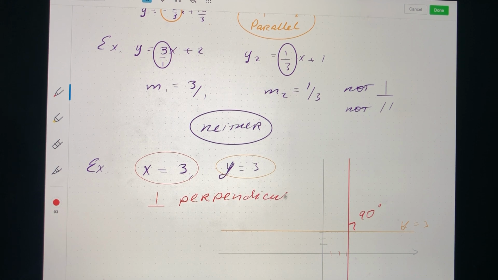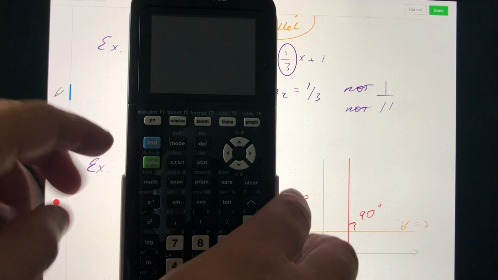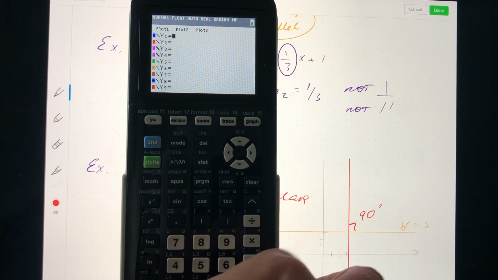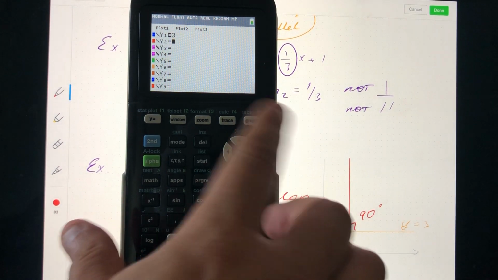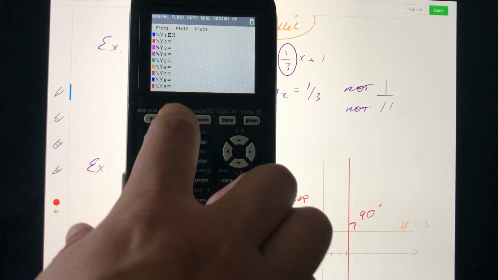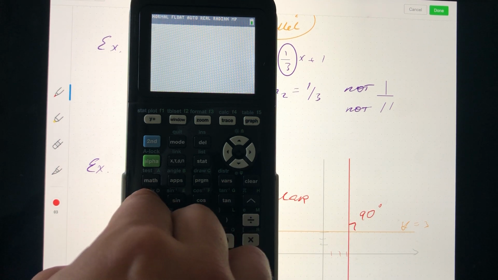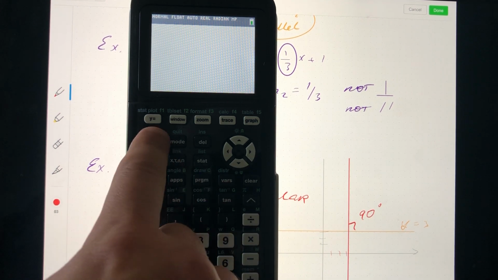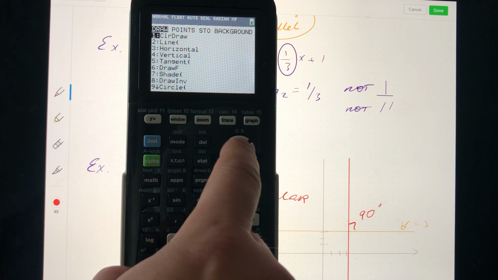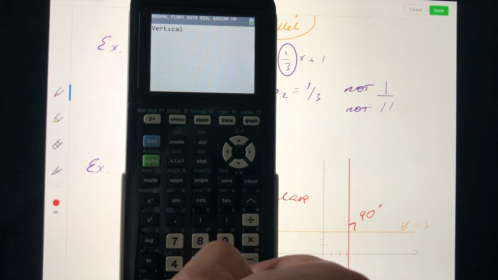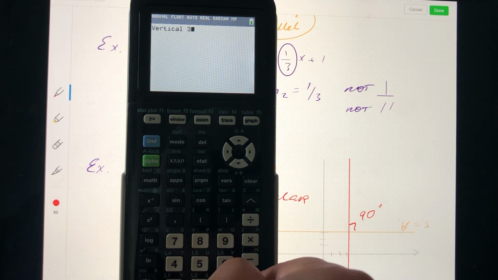Now, to see it with a calculator, we would need a special feature. So here is the y equals 3. That's our horizontal. Now the x equals 3 cannot be inputted through this window. So we have to exit, quit, and then go to the draw, which is second program, and go to the vertical, which is choice 4, enter, and then type in 3. That makes a vertical line through x equals 3.